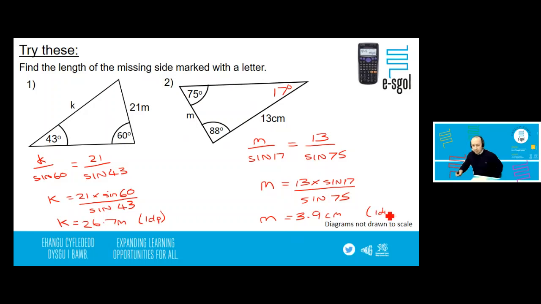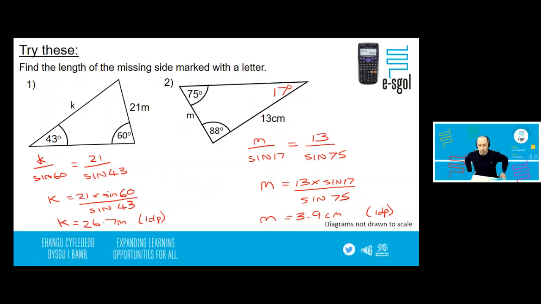Now, I'm looking at that answer, and I'm thinking that answer seems a bit small. But if we have a look at the question, this angle here is 17 degrees, so it's quite a small angle. So it is going to produce this sort of shaped triangle. So that long length of 13, with that being 3.9, it does kind of make sense if you visualize what that triangle would actually look like.